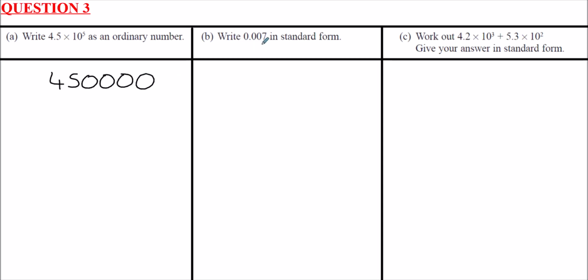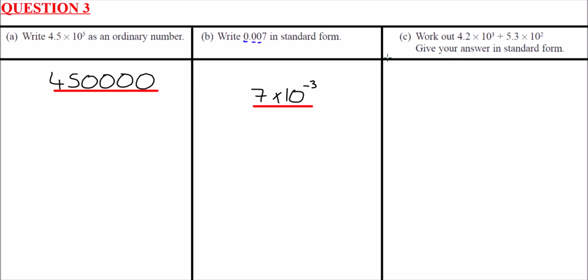Part B, write 0.007 in standard form. You can get your calculator to do this. If it's a small number, 0.something, it's always going to be times 10 to the power minus. There's going to be a minus power of 10, and you can work out what the negative power of 10 is by counting how many leading zeros there are. We've got 1, 2, 3, so therefore it's going to be minus 3. And where do we put the decimal in this number? So it's between 1 and 10. We put it after the 7, so it's just simply 7 times 10 to the minus 3. So that's part A, that was part B, finally part C.